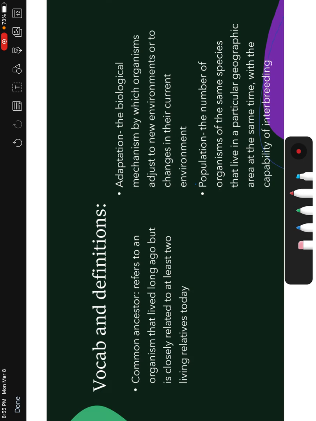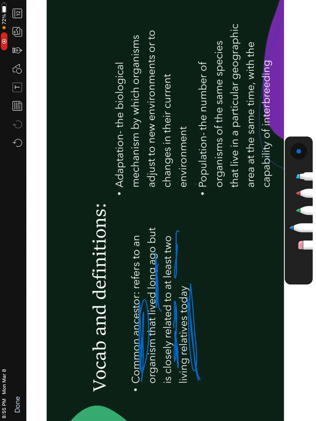Okay, so vocab and definitions that we want you guys to know. Common ancestor refers to organisms that lived long ago, but is closely related to at least 2 living relatives today. So we might say something like the common ancestor of gorillas and chimps lived a few million years ago. That would be an example of how we would use common ancestor in a sentence.